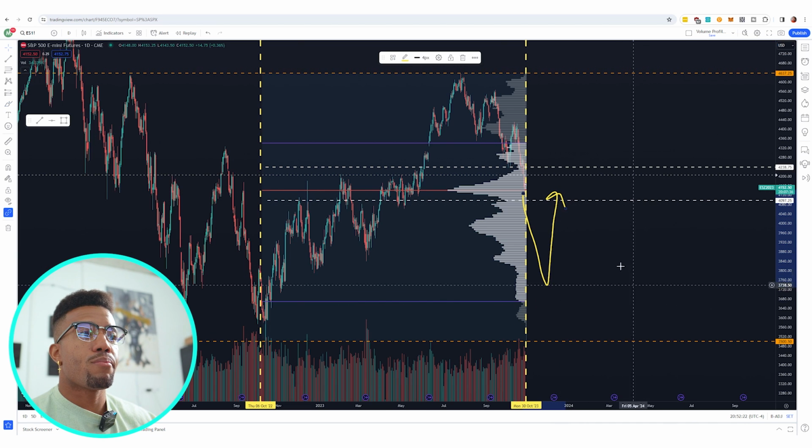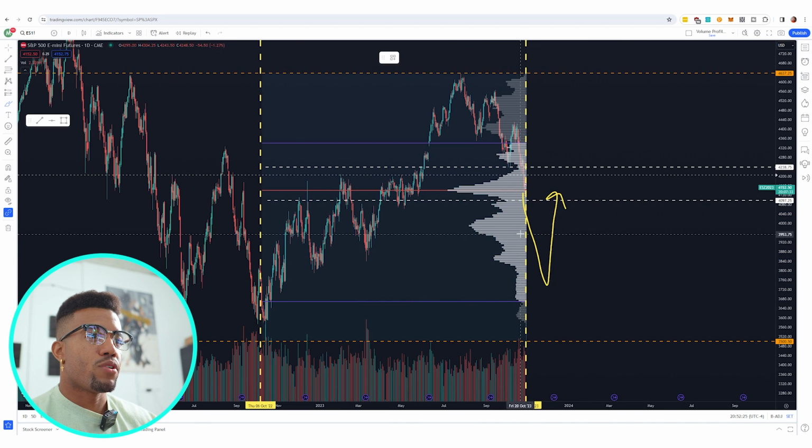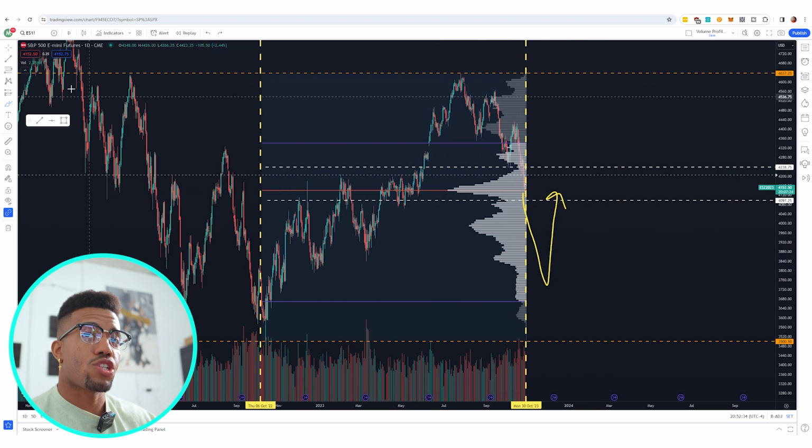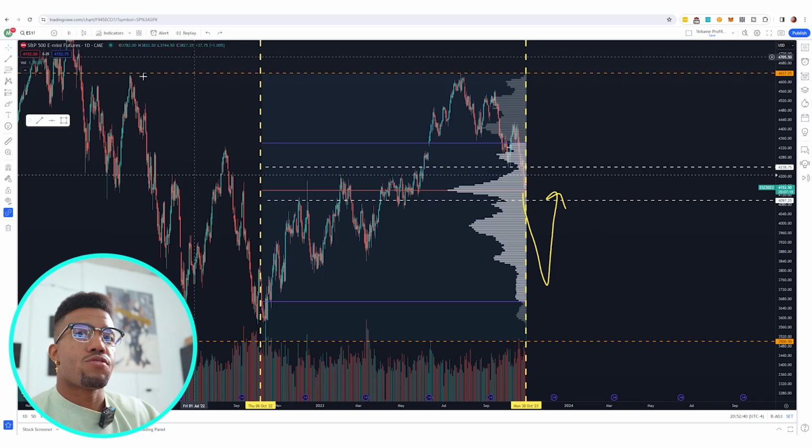Now the POC will move. If as we come down we build a ton of volume here, this POC is going to shift down because the shape of this will change. But wherever the POC is, as we move to the ends of the market, to the outsides of this value area denoted inside these purple lines, we will come back to the POC.